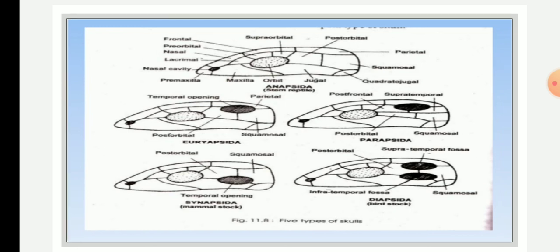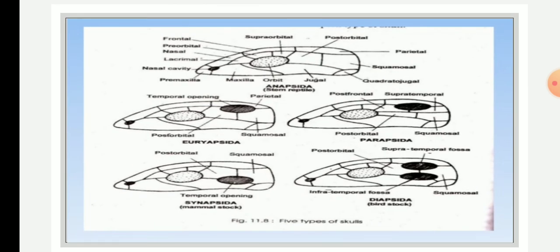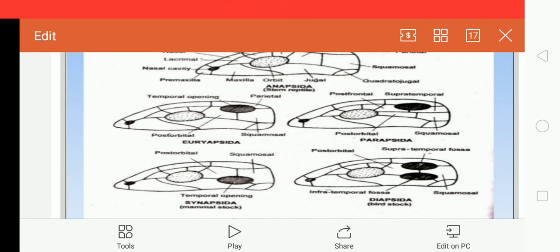Okay, and if the temporal fossa is not present, then that particular organism will have a heavy skull, and due to the heavy skull it will be inactive and slow in locomotion, it will move very slowly. Okay, that's why now you have the answer why turtles and tortoises are slow, because they have a skull without fenestrae. Okay, if you have any questions, then please let me know, and thank you.